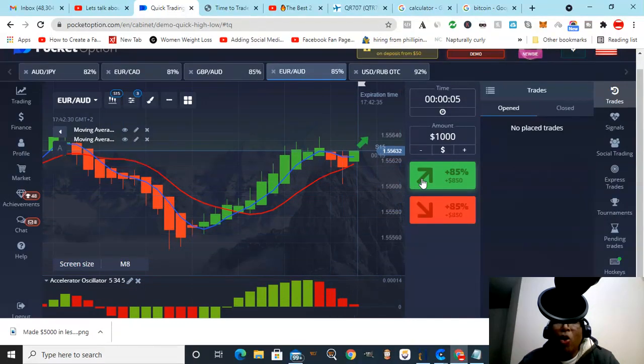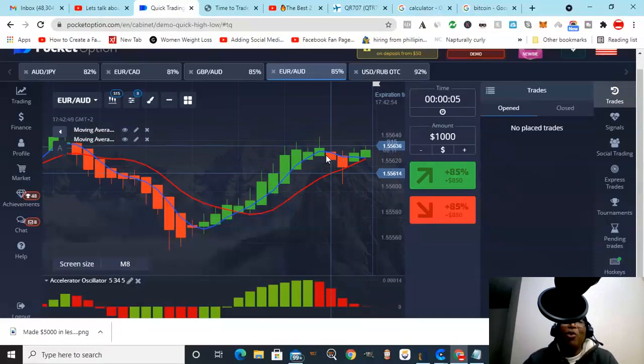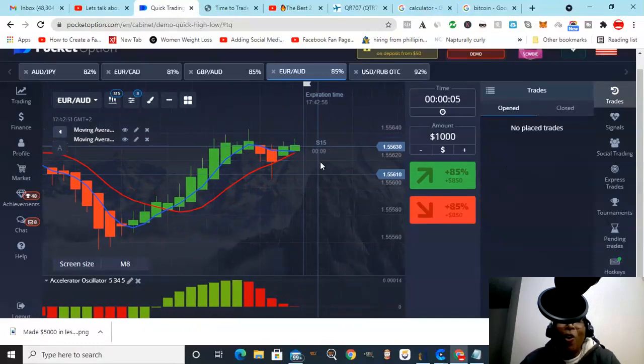It's a 5-second trade, guys, for heaven's sake. We have to go because of the retracement. We're going to take advantage of that. And we have to take the trade at the beginning of the candle, not in the middle, not at the end of the candle. So you have to enable the timer, guys. You have to enable the timer, okay?